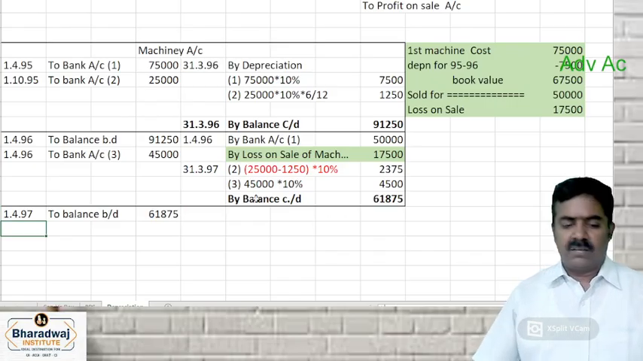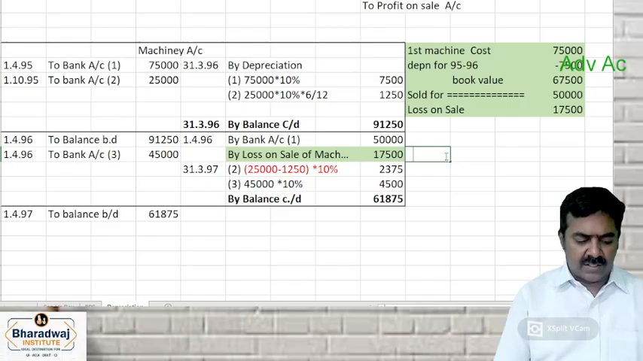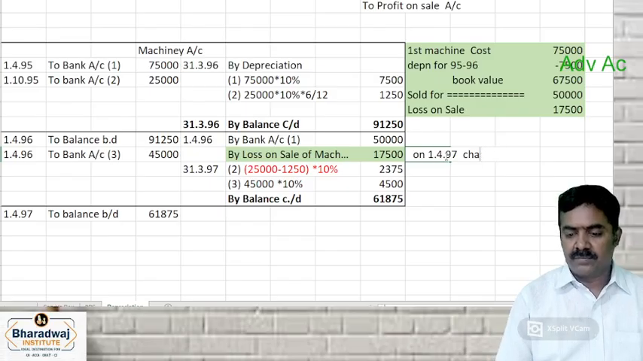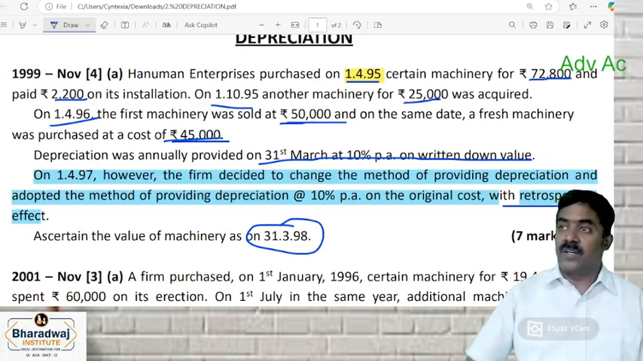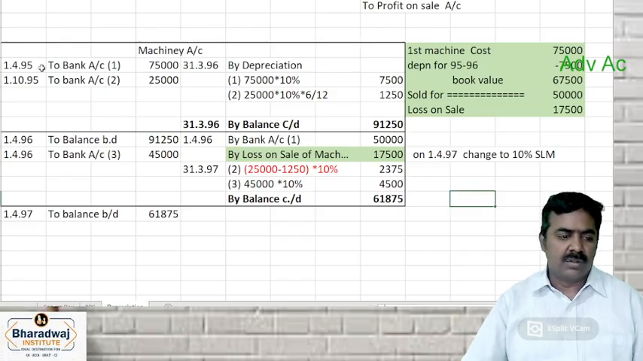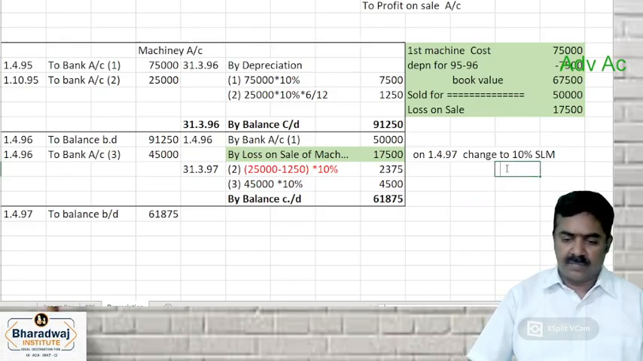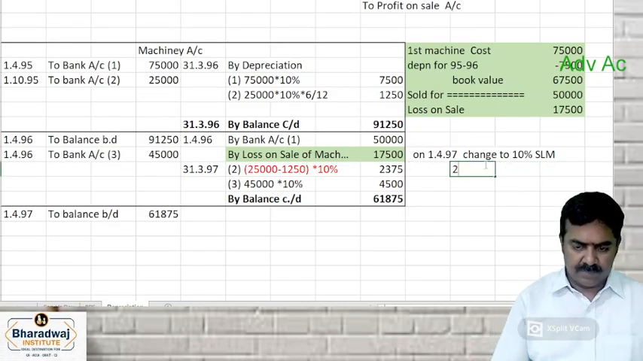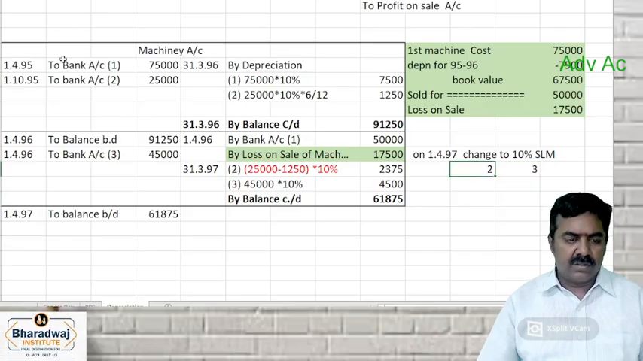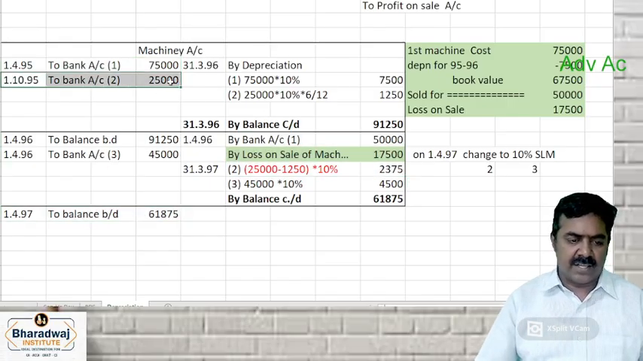Okay. Now, on 1/4/97, we change to which method? Change to 10% SLM, with retrospective effect, now from the beginning. Which machines are there with us? The second machine is there with us, and the third machine is there with us. The first machine need not be changed. Why? That is sold. This opening balance consists of the second and which machine?